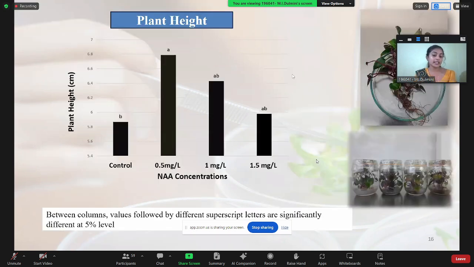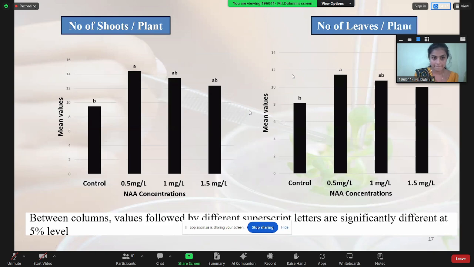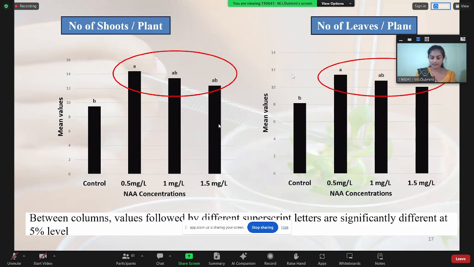When considering NAA concentration versus plant height, here also the addition of the NAA has increased the plant height, but there is no statistical difference in plant height according to the tested NAA concentration. Now, similar to the previous one, the addition of the NAA increased the number of shoots per explant and number of leaves per plant.